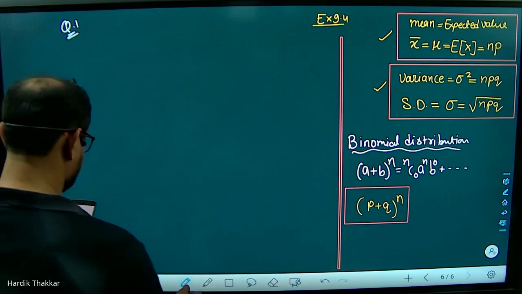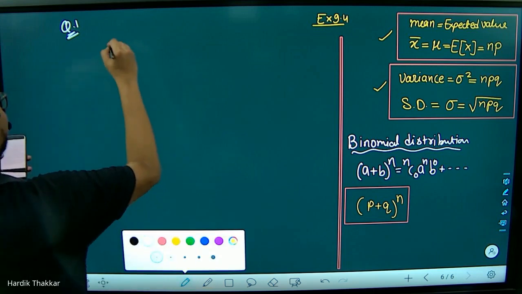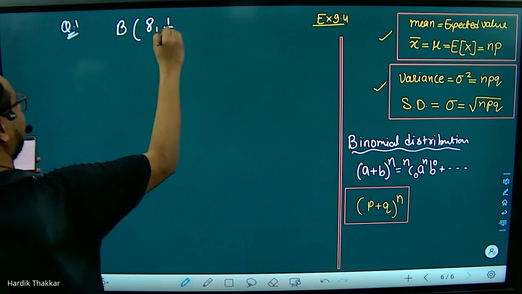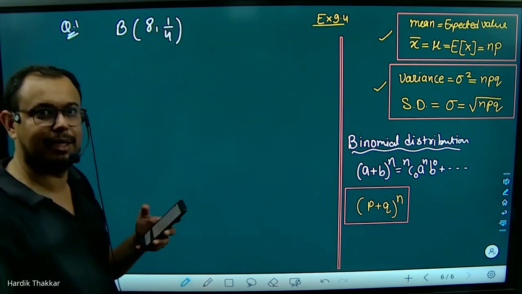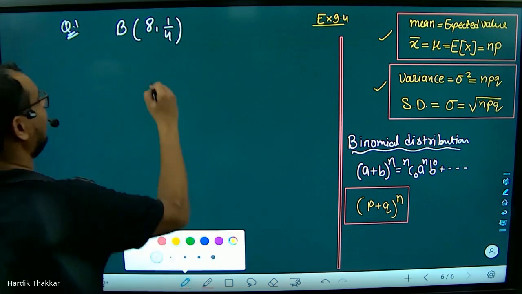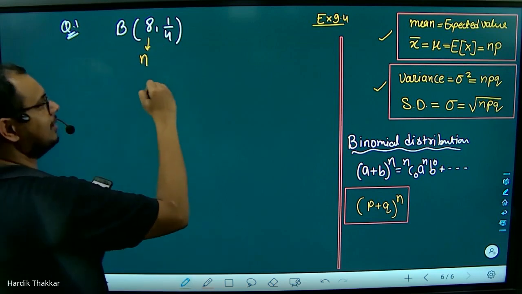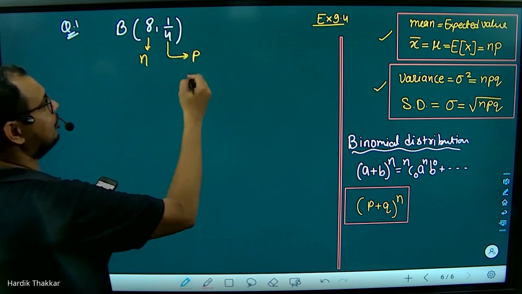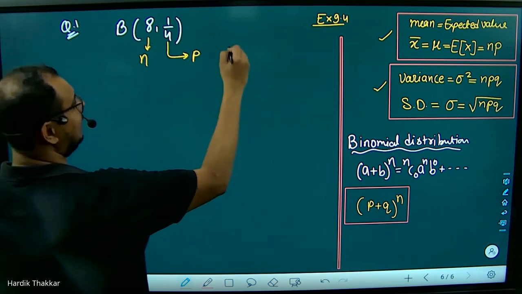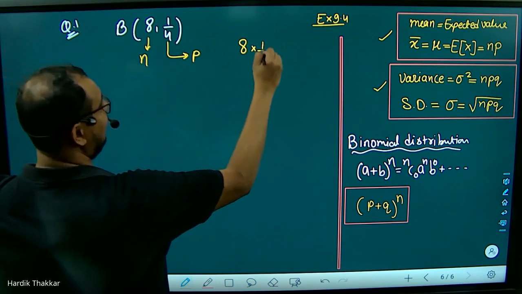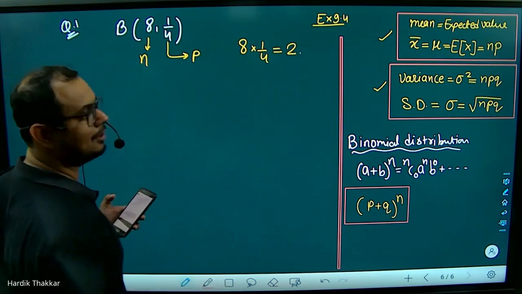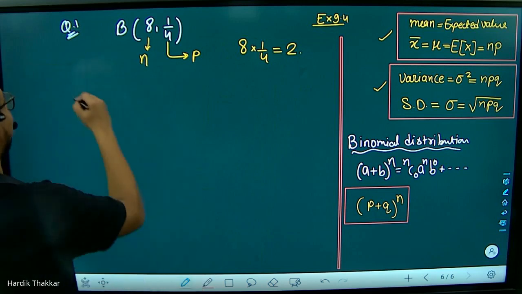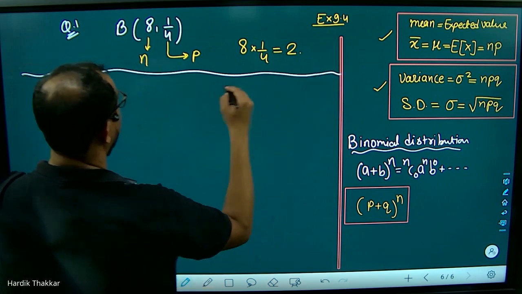So the first question is, find the mean of the binomial distribution. Here it is written B under bracket 8, 1 by 4. And we have to calculate the mean. The first value refers to the number of trials, n, and the second value refers to the probability of success, p. So just multiply the two numbers. 8 into 1 by 4, you will get 2. This is the answer. That's it. First question clear to both of you?